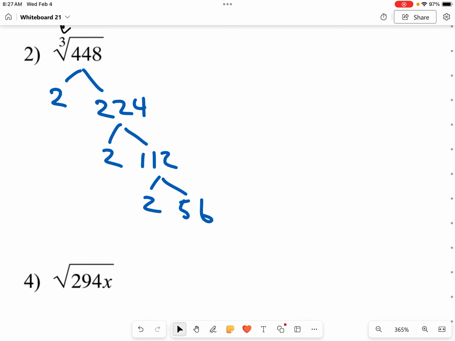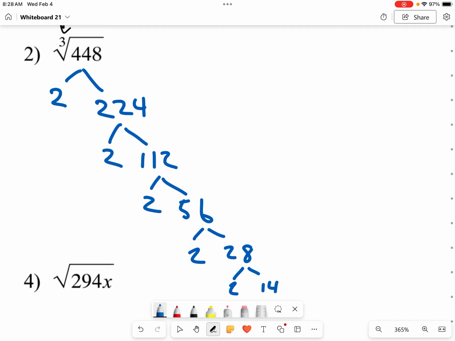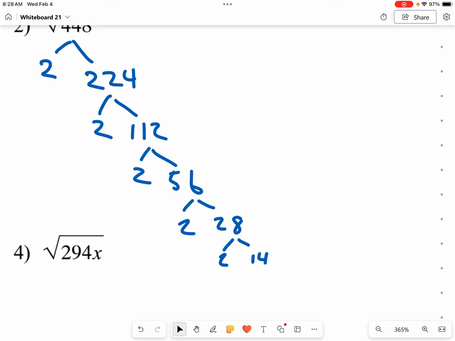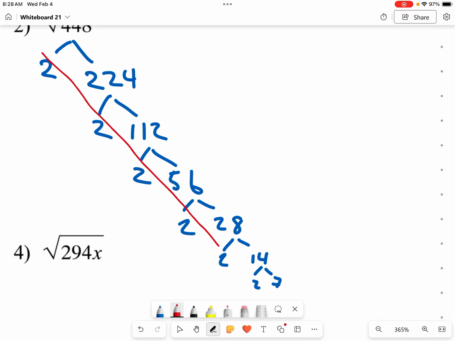Up a little bit. And that would be 2 times 28. And 28 is divisible by 2, which would be 14. And then we'd have one more divisible by 2, which would be 2 and 7. All right, so these are all our prime numbers here that we have to use.